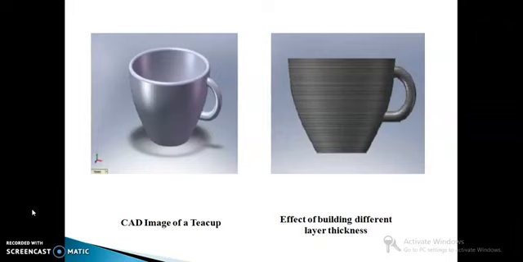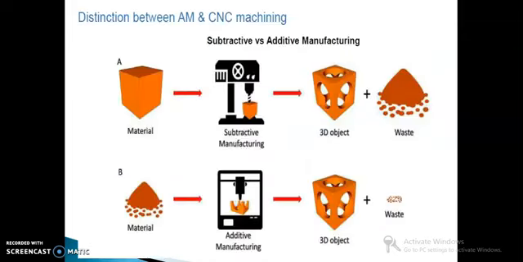You can observe in the second case the effect of building different layer thickness. You can identify the second image of the teacup, which represents the final finished product made using the additive manufacturing process. This is one example of the additive manufacturing process. So we can manufacture a variety of components using this process. A variety of materials can be used in additive manufacturing.